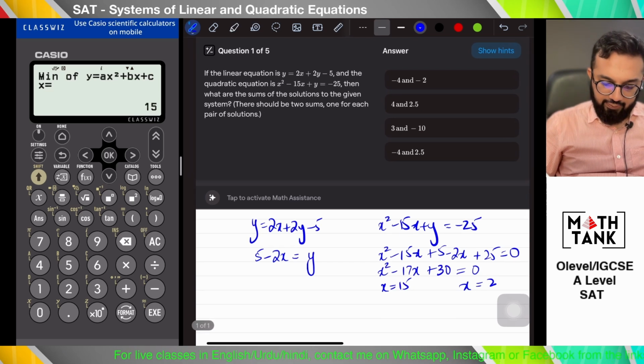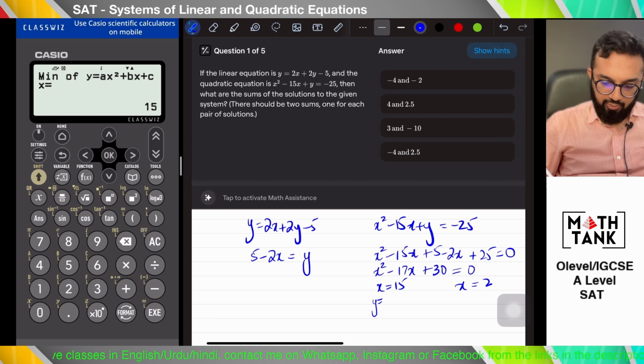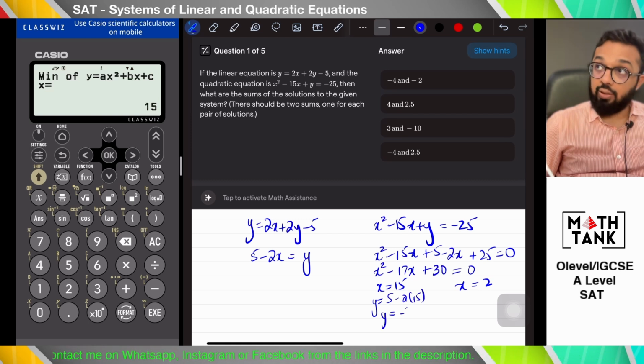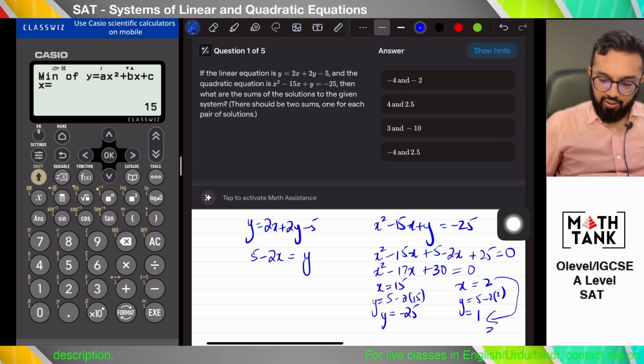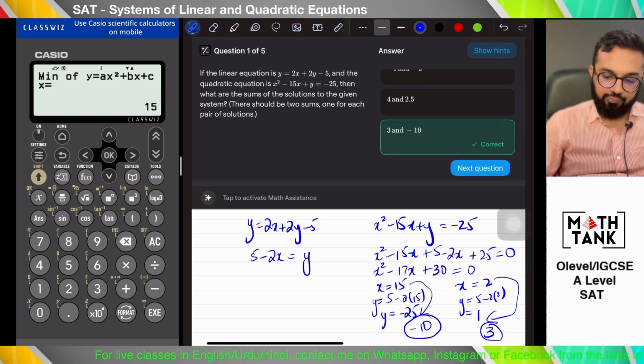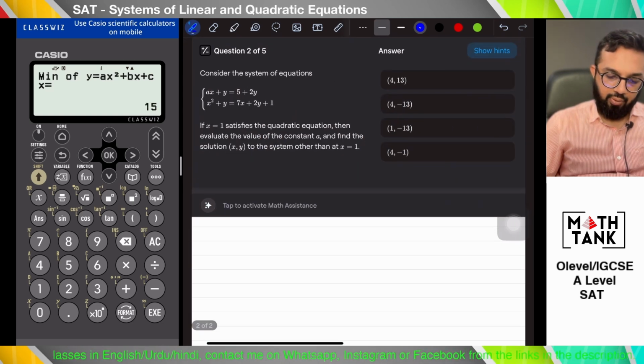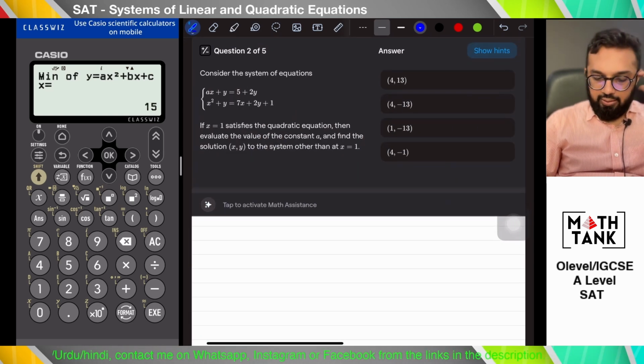So when x is 15, y is minus 25, and 1. So 2 and 1 give me 3, and 15 and minus 25 give me minus 10. Okay, that's another question then.